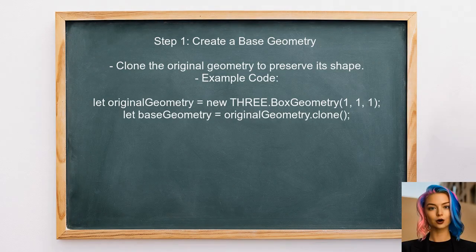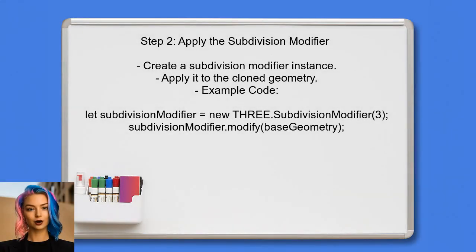To achieve the desired subdivision effect without altering the outer geometry, the user should first create a new geometry that matches the original shape. This will serve as a base for the subdivision process. Next, the user should apply the subdivision modifier to the clone geometry. This allows for the increased resolution while keeping the original geometry intact.